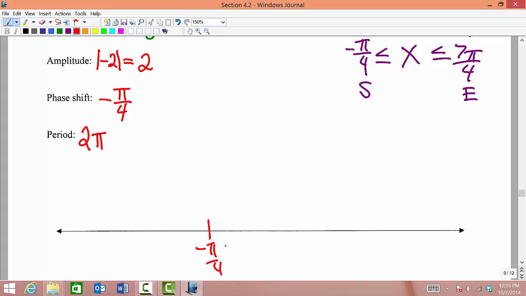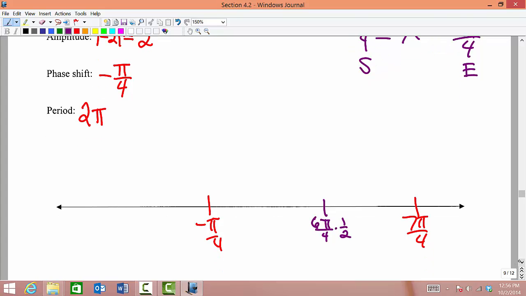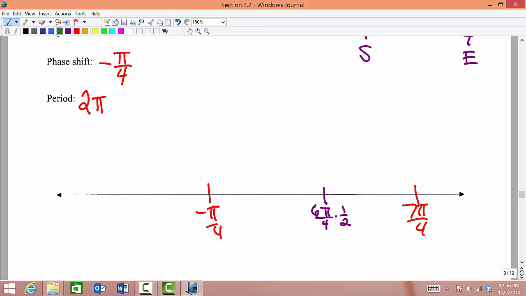Minus pi over 4, positive 7 pi over 4, and we're going to find our midpoint. We add together the endpoints and then divide by 2 or multiply by a half. So minus pi plus 7 pi would be 6 pi over 4, and then we're going to half that, and then reduce. And when I reduce that, we get 3 pi over 4.